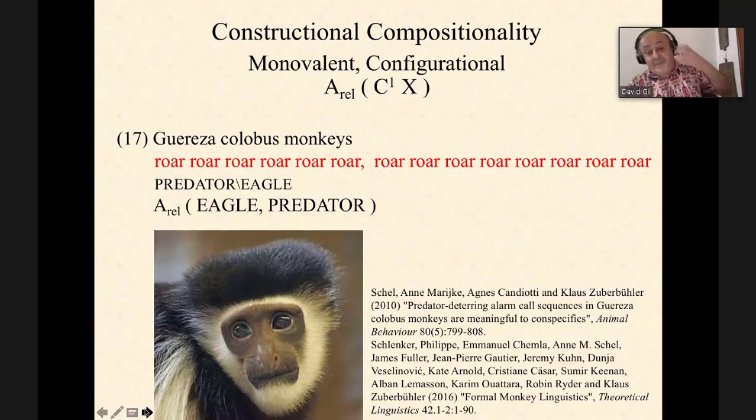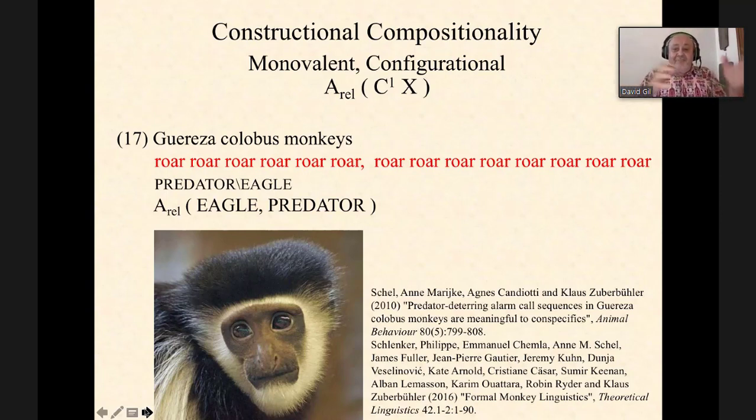And surprisingly, we have something similar, if not identical, from the Guareza colobus monkeys. So roar means predator. But roars can be repeated in two different configurations. If you have many repetitions, you have a sequence of many roars, but just a few such sequences, that means eagle. If you have few repetitions, but many occurrences of that few, so roar, roar, comma, roar, roar, comma, roar, roar, roar, comma, and so forth, then it actually means a land predator, jaguar or something.